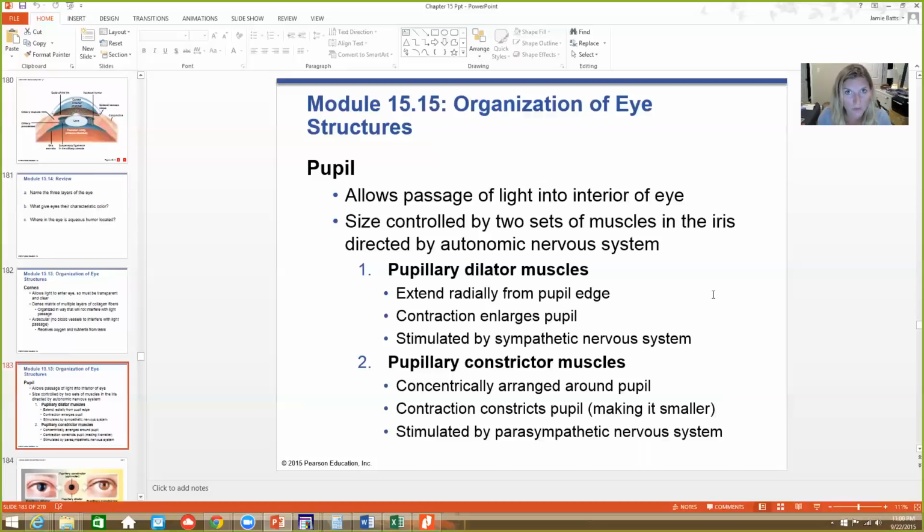You're nervous, you're scared, you're going to run for your life, right? Pupillary constrictor muscles are your rest and digest. Oh, I just ate a big meal. I want to go take a nap. Your pupils get smaller. Who cares how much light you're letting in? You're going to go rest anyways, right? So it makes your pupil smaller.